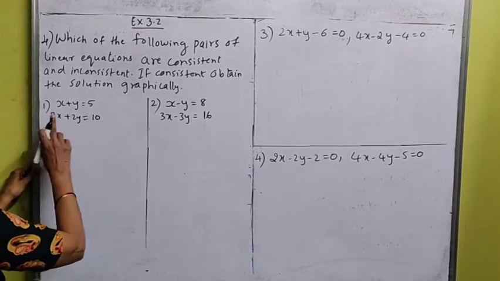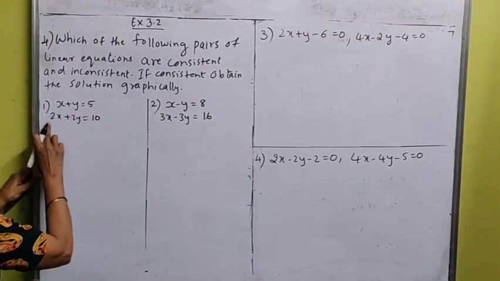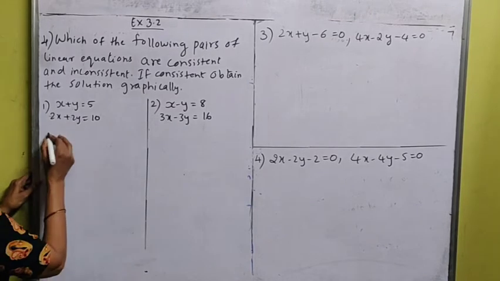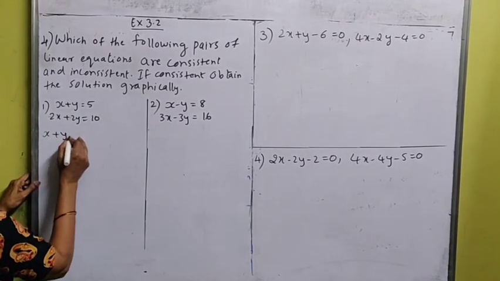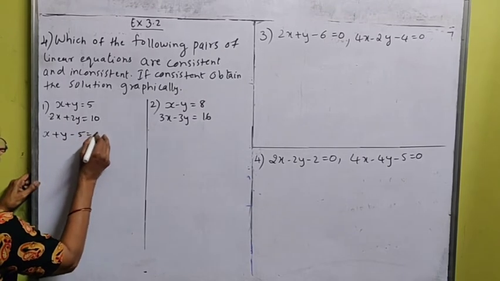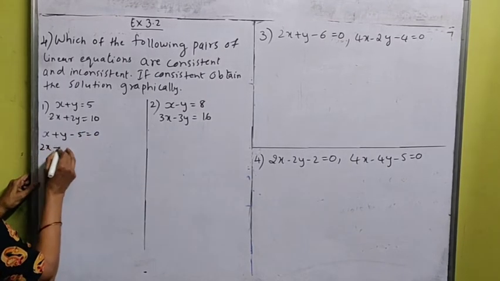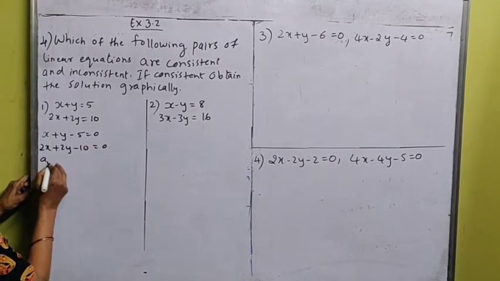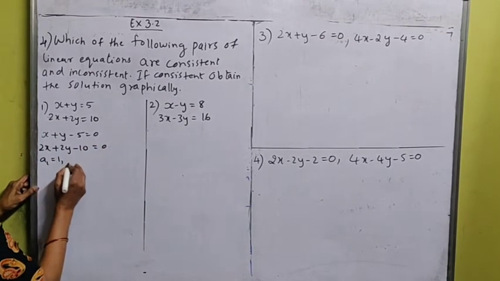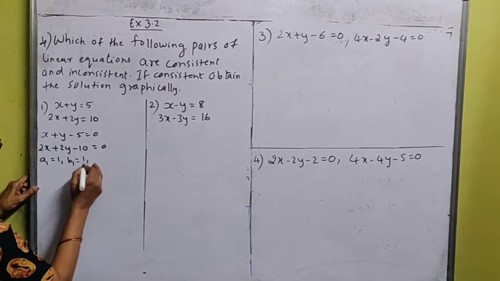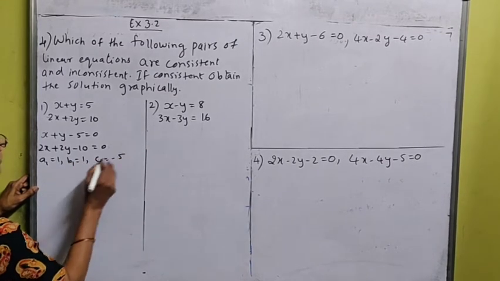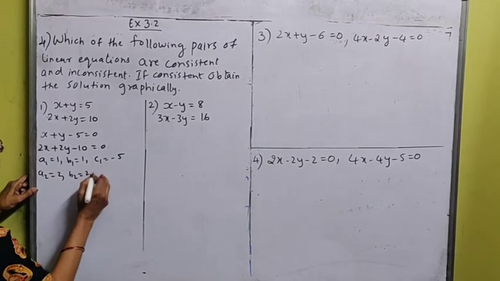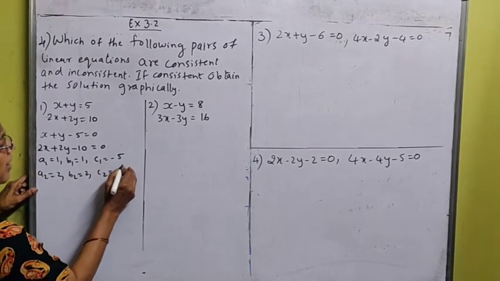So the first sum is given: x plus y is equal to 5, 2x plus 2y is equal to 10. Let us keep it in a general form. So x plus y minus 5 is equal to 0, and 2x plus 2y minus 10 is equal to 0. So what is the a1 value? a1 value is 1, b1 value is 1, c1 value is minus 5. a2 value is 2, b2 value is 2, c2 value is minus 10.